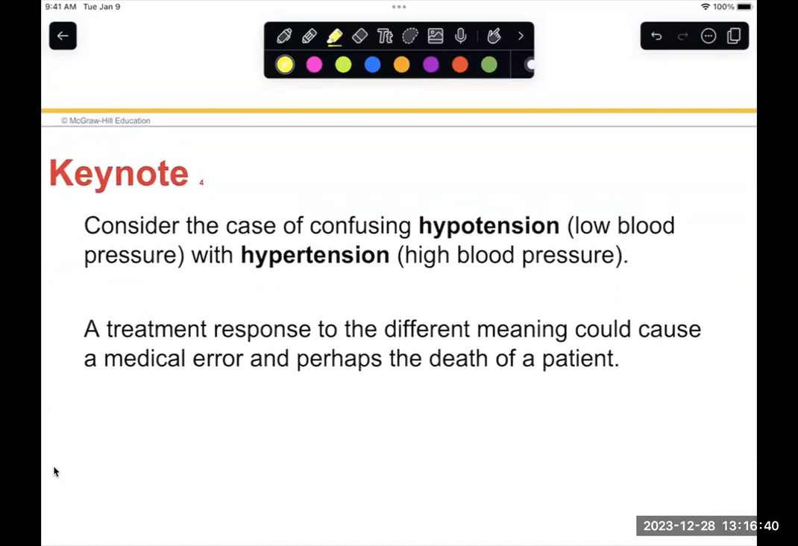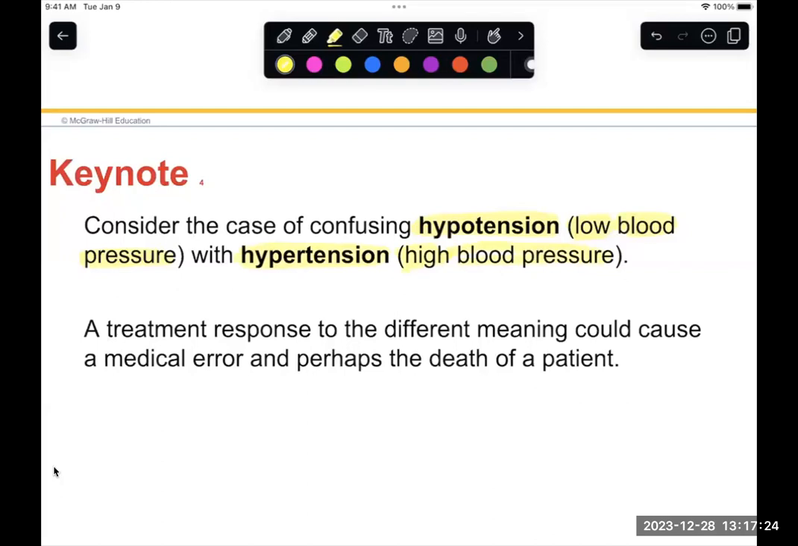So here is another one. Hypotension. Hypo means low. Tension is blood pressure. So hypotension, that's low blood pressure. Hyper means high. Tension, again, is blood pressure. So if somebody confuses hypotension with hypertension, this can cause a medical error. And again, it could cause death to a patient.